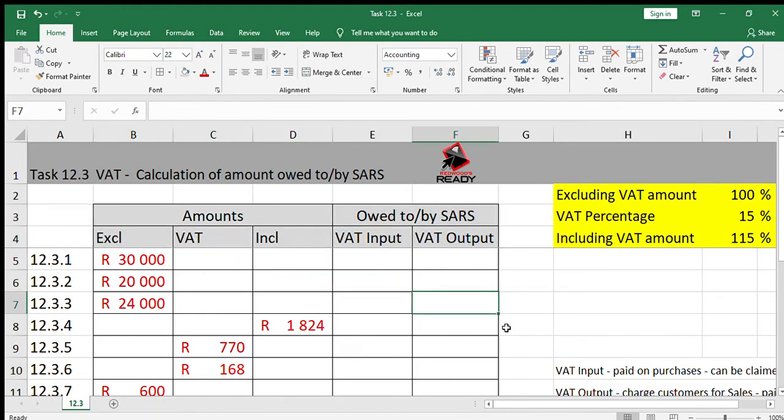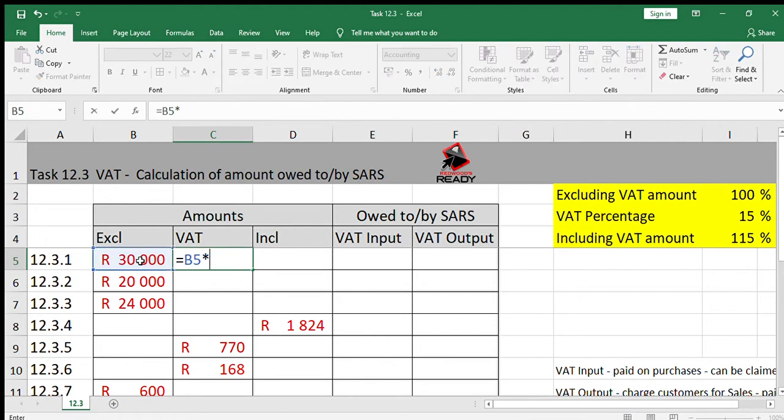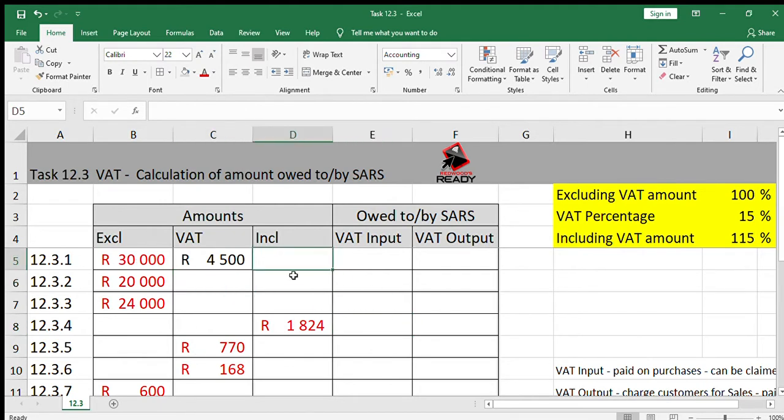Okay, so let's start. In 12.3.1, we're going to redo it. It says that Helen buys trading stock on credit from suppliers. So when Helen buys trading stock from suppliers, Helen has to pay VAT over to those suppliers. We've got the excluding VAT amount. To calculate the VAT, we're just going to take 30,000 and multiply it by 15%. So that gives us 4,500. The VAT inclusive amount, we're just going to say 30,000 plus 4,500, and that will give us the answer.